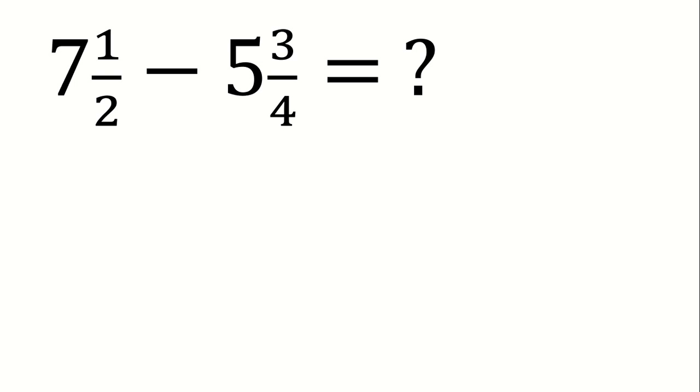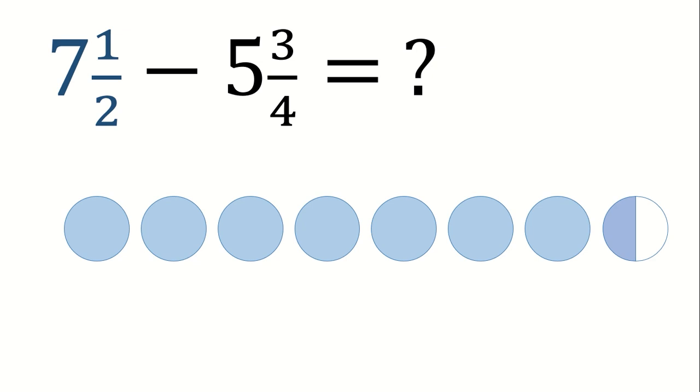So we will try to draw the shape of each mixed fraction. For example, for 7 and 1/2, we can draw 7 whole circles and a 1/2 part of a circle. So here we have 7 and 1/2. As you can see here, this is the shape of the 7 and 1/2 fraction.